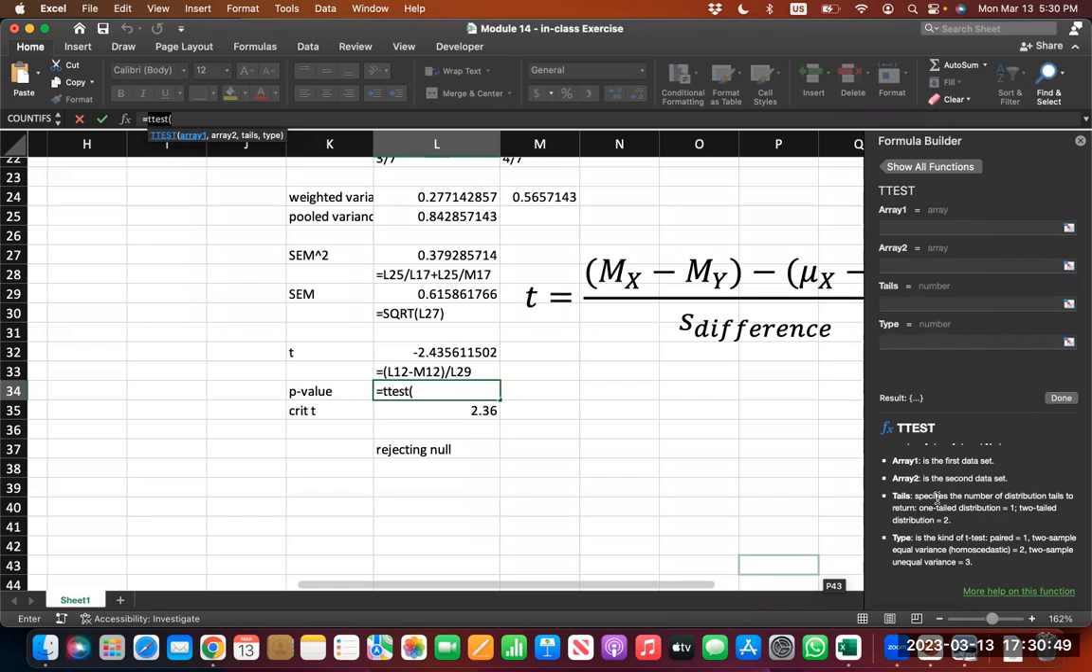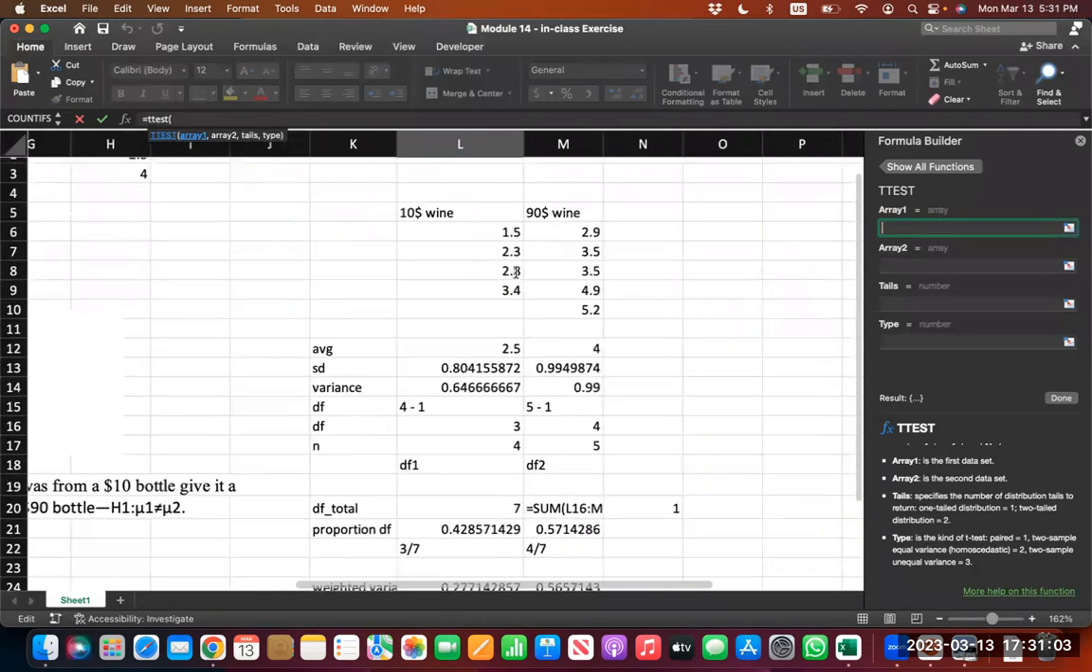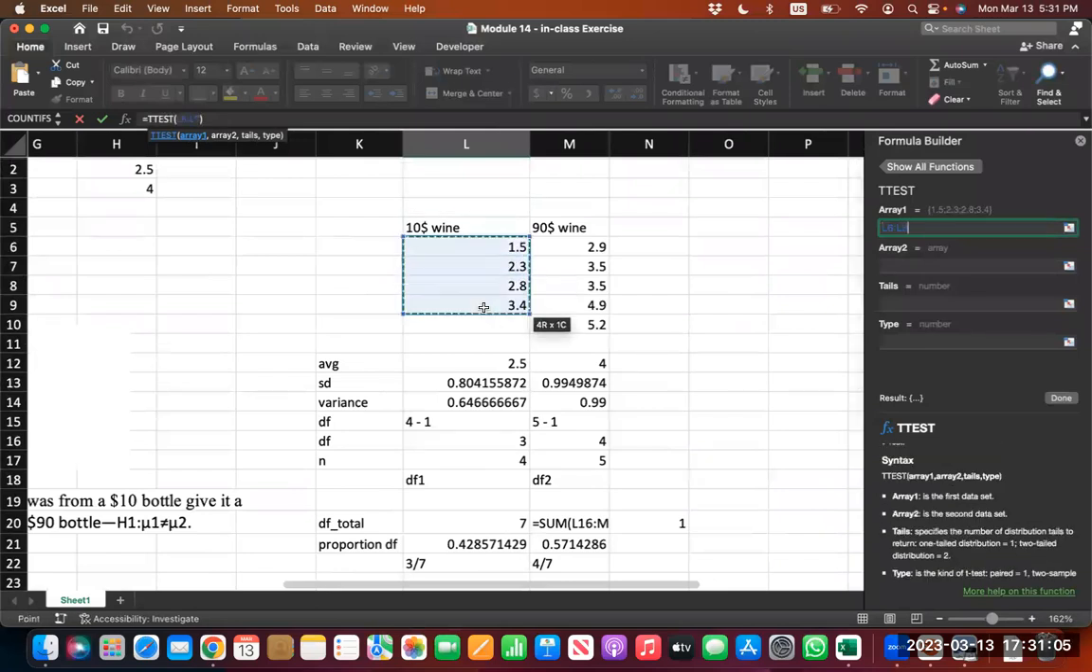Scaticity is the actual distribution variability. So if we have now a two-sample unequal variance test, that's 3. Array 1 is here, the $10 wine, our 4 participants. Array 2, our 5 participants here. Tails is 2, and type is 3.